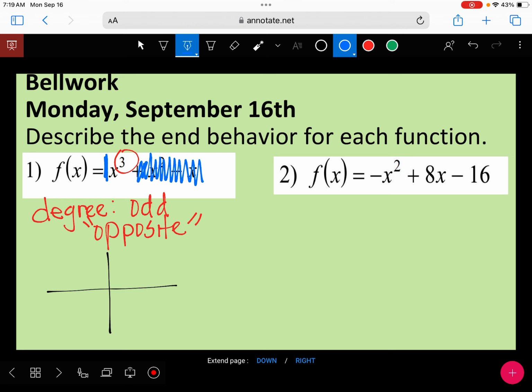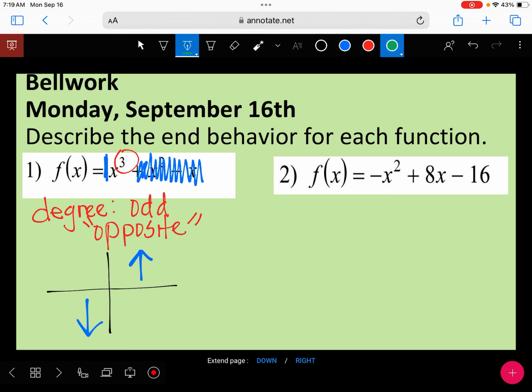So because it's odd and positive, that means that the right side is going to go up because this is positive. This tells you what the right side does. The left side is going to do the opposite. And the opposite of going up would be to go down. So that's good enough. We'll just put our arrows where they should go.